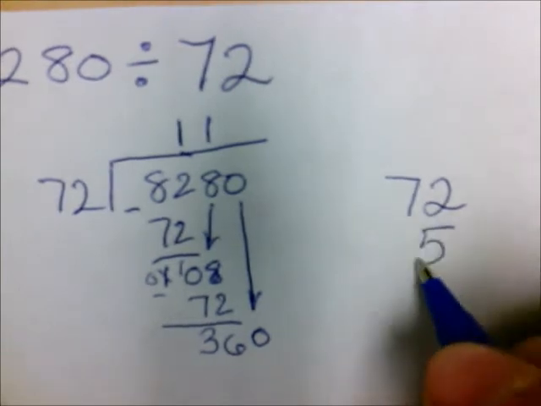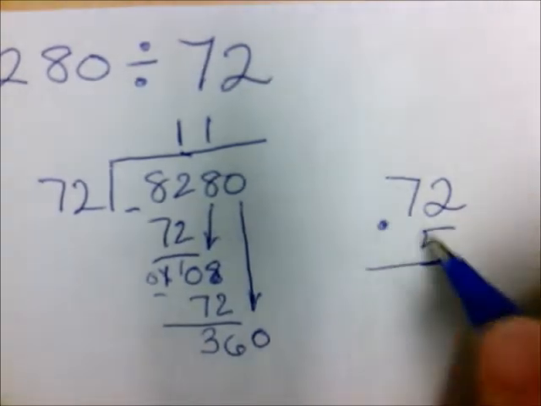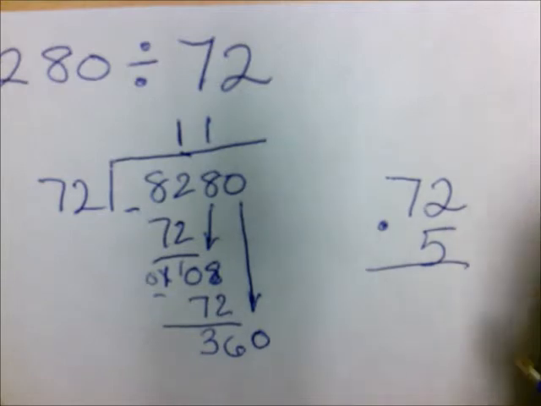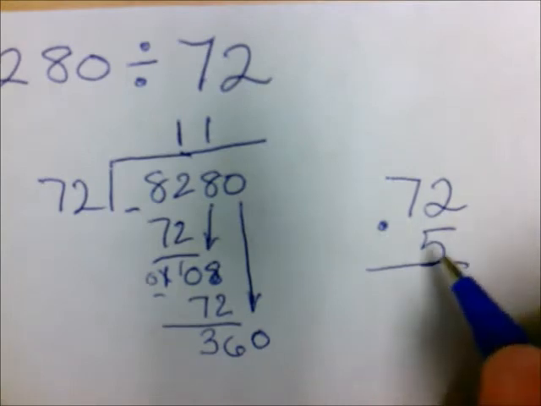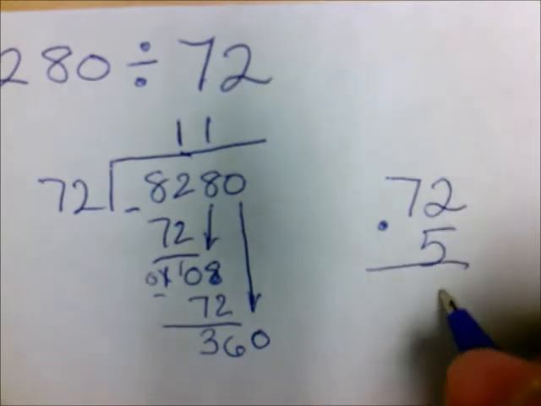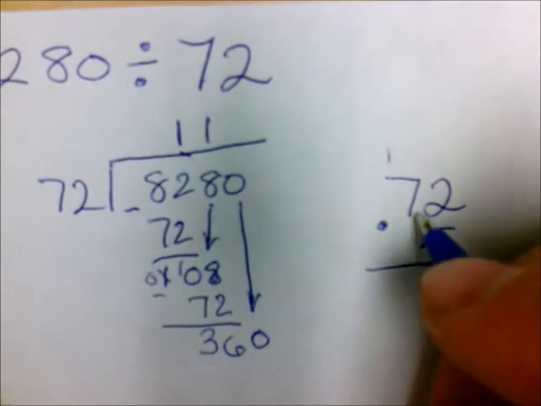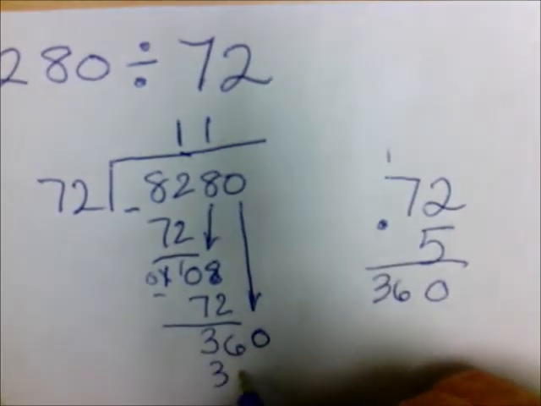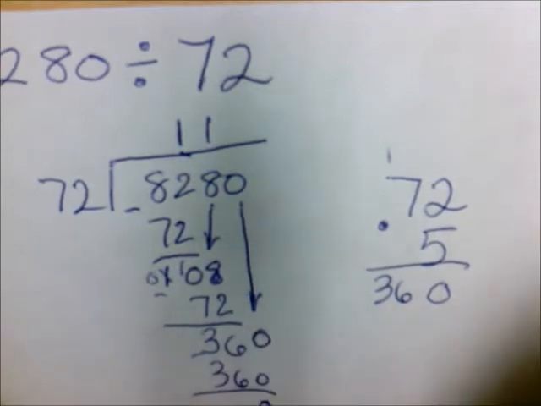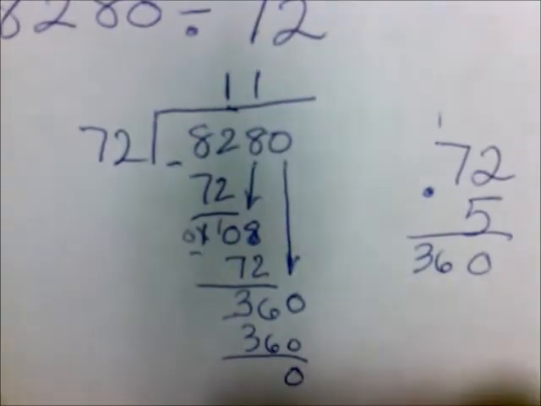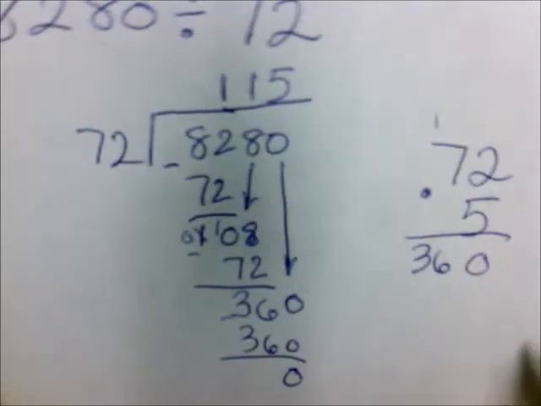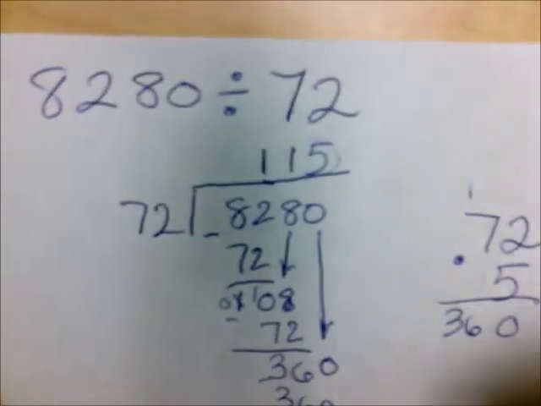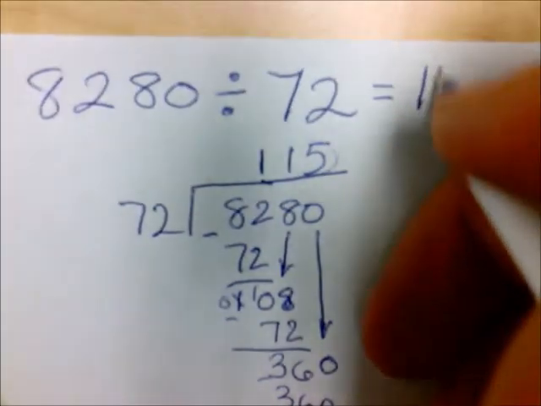So maybe 72 will go into 360 5 times. Let's see. And students, it doesn't have to be exactly on the first time. They could guess and check, maybe 72 times 4, and they should maybe get to 72 times 5, and 5 times 2, that's 10. That's 35, plus 1 is 36, and I'm right on the money. Get 360. With a 0 left over, I cannot forget that 5 up there. So my answer to 8,280 divided by 72 is 115.